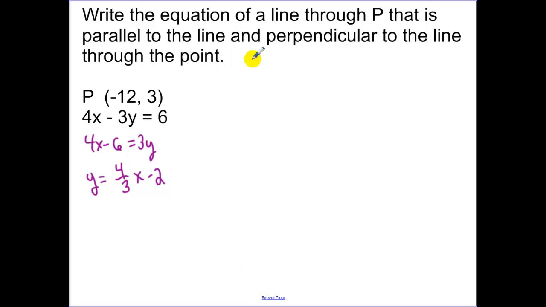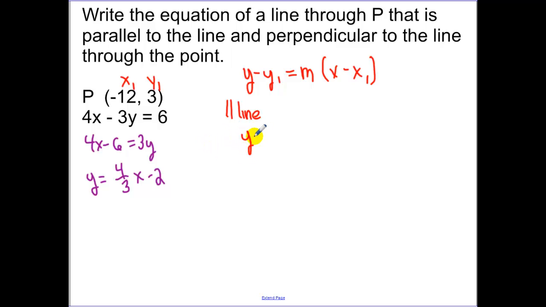Now to write the equation of our line, I'm going to be using point-slope. Since that's the one I'm going to be using all year, I want you guys to get familiar with it. Okay, so for our parallel line, parallel lines have the same slope. Remember, this point is going to be our x1 and y1. So I have y - 3 is equal to our slope, which is 4/3 (x - (-12)).